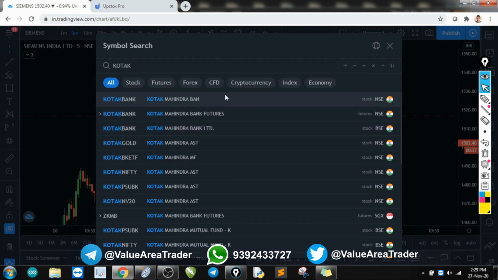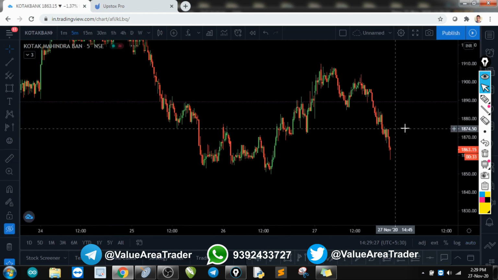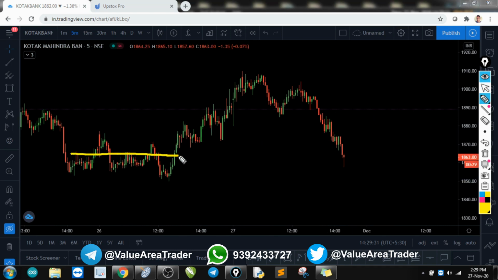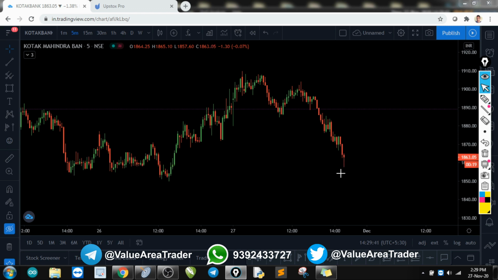So let's see what happened in Kotak Mahindra. I got a trigger now. As you can see, Kotak Mahindra just came to a demand level. Can you see this? It looks like a demand level to me, and Kotak Mahindra just now reached that level. So I'll take a buy trade in Kotak Mahindra today. After I close this video, I'll take a buy in Kotak Mahindra.